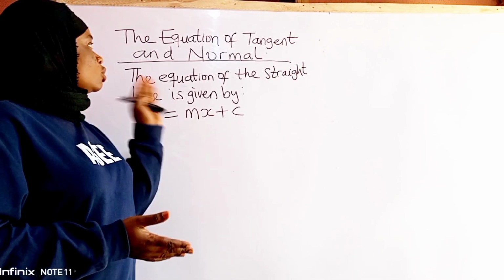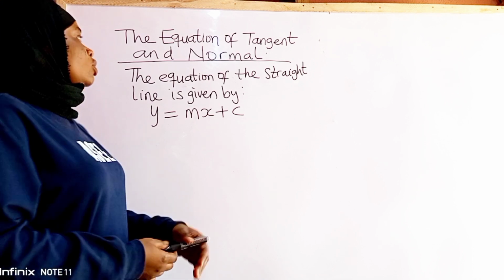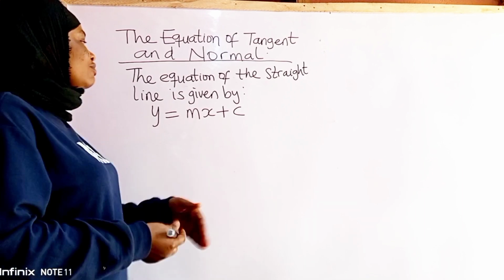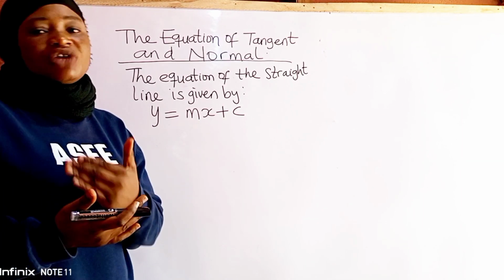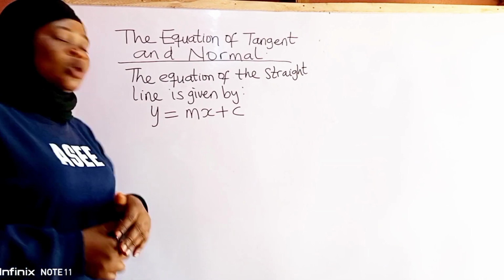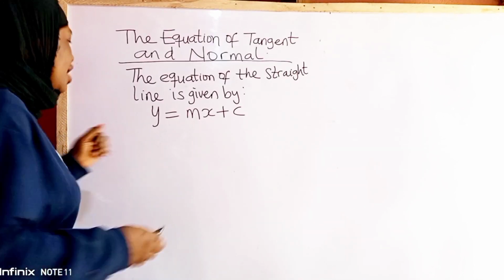So today we want to explain the equation of tangent and normal. For you to understand what tangent is and what normal is, you have to understand the equation of a straight line. The equation of a straight line is given by y = mx + c, where y is the y-axis.